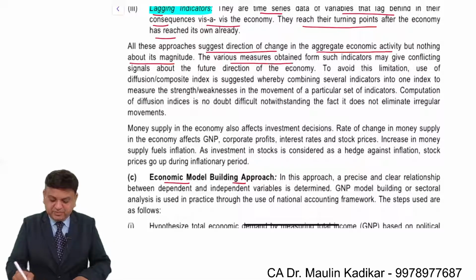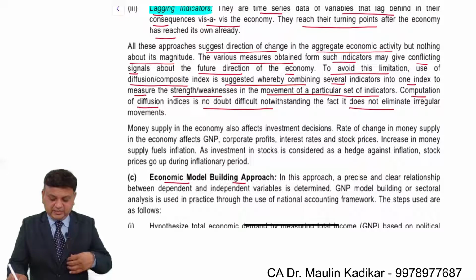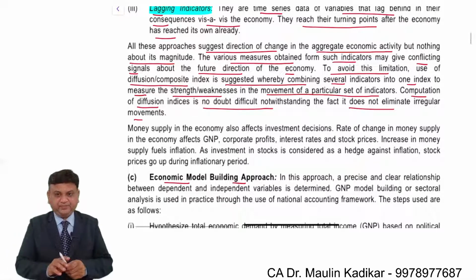The various measures obtained from such indicators may give conflicting signals about the future direction of the economy. To avoid this limitation, the use of the diffusion index or composite index is suggested, whereby several indicators are combined into one index to measure the strength or the weakness in the movement of the particular set of indicators. Computation of the diffusion indices is no doubt difficult, notwithstanding the fact that it does not eliminate irregular movements.